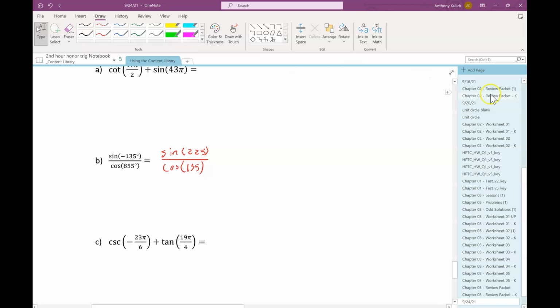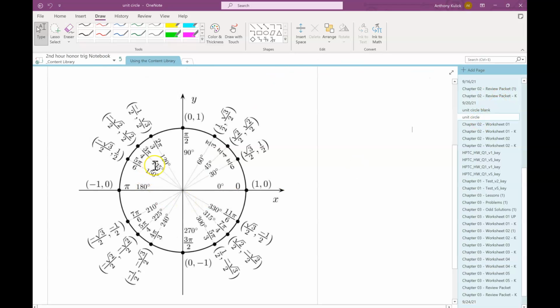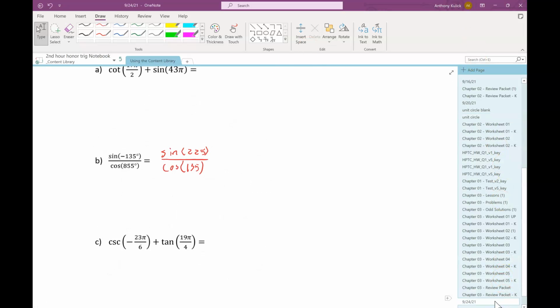So now I'm going to go to my unit circle. Sine of 225 is negative, is the y. So it's negative root 2 over 2. And cosine of 135 is the x, so that's negative root 2 over 2. So if I have two things that are the same, and one's in the numerator and one's in the denominator, that just turns into 1, right? And I'm done.